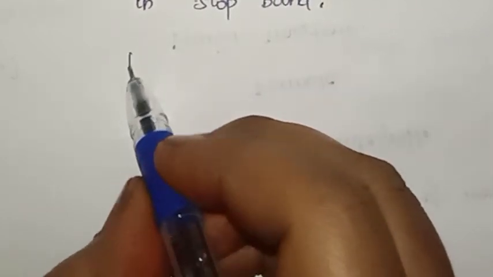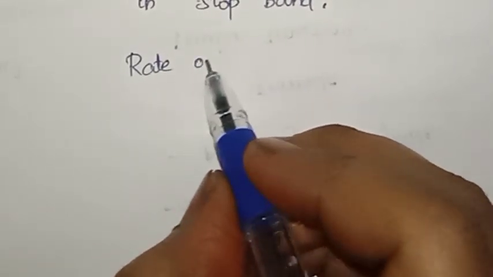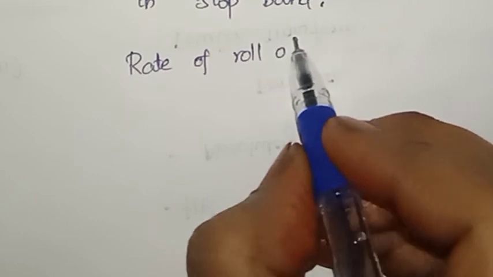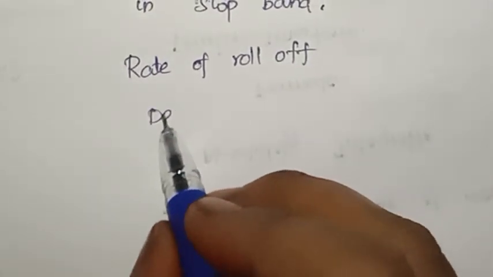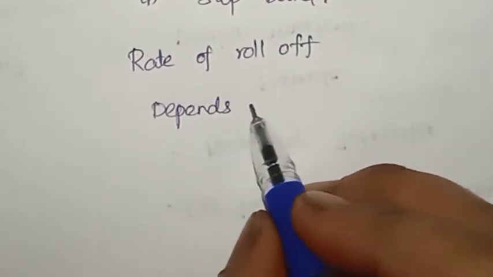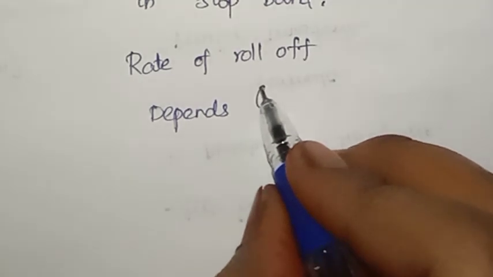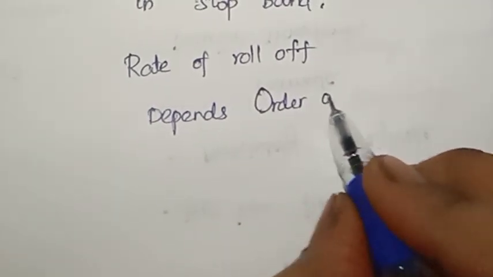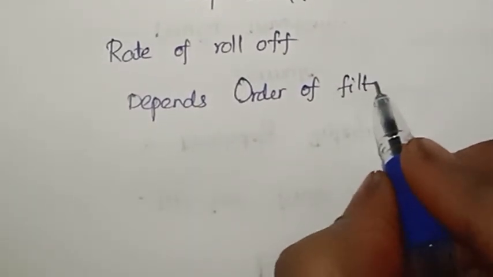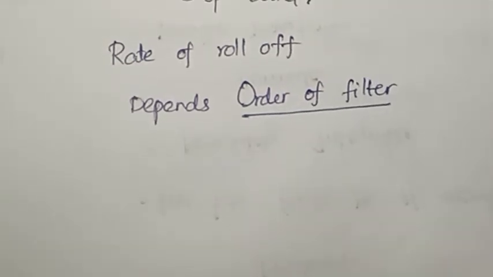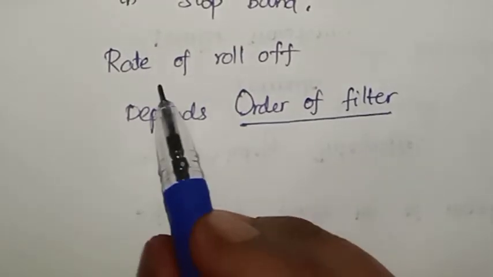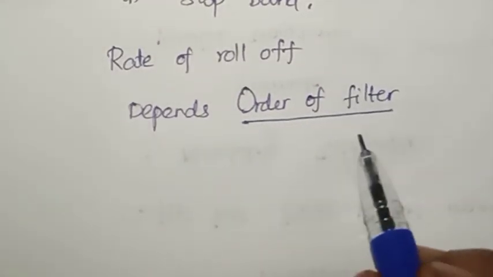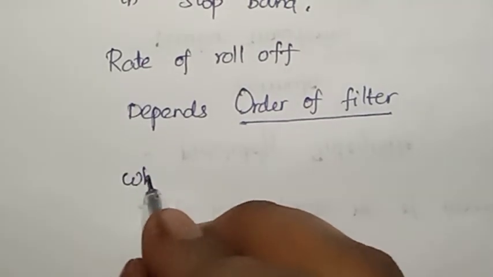The second point is rate of roll off. Rate of roll off depends on order of the filter. This is so much important. Rate of roll off depends on order of filter.